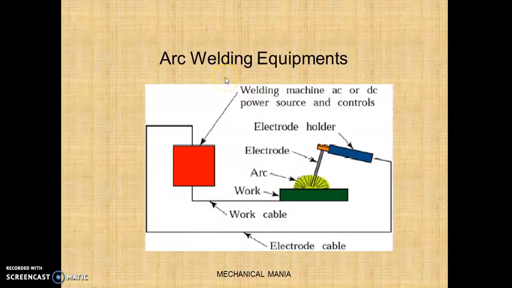Arc welding equipment you have already seen. Electrode holder. In the electrode holder we place the electrode, and when we put our electrode near the workpiece, and the workpiece has some supply like AC or DC, and another terminal is attached to this electrode holder, then a short circuit may occur. The circuit is completed, and because of this the arc is generated. This arc is the main source of welding here, because of which the metal melts, and we can join the two workpieces.